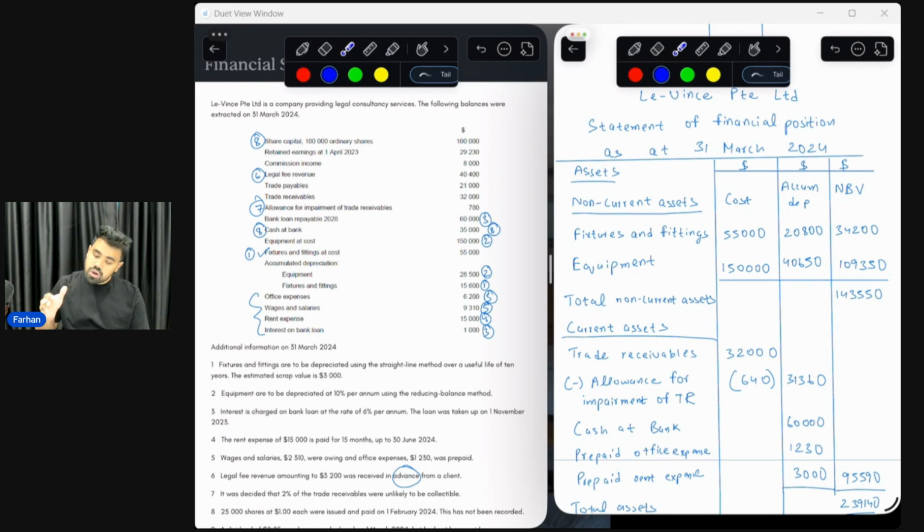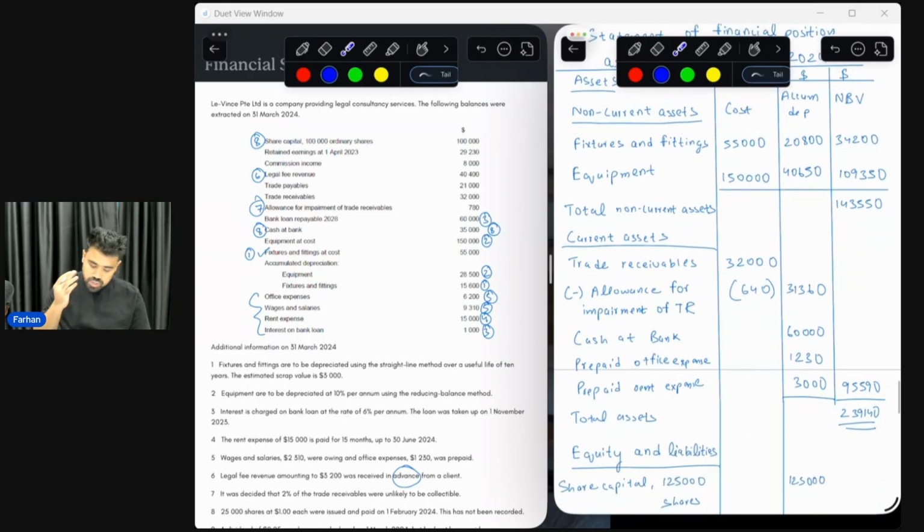So the total non-current assets net book value is the sum total for fixtures and fittings and equipment, which is $143,550. Then we show our current assets, and we have to be careful that we have included all of them. Starting with the trade receivables of $32,000, then we subtract the allowance for impairment of trade receivables at the end of the year, which is $640. That gave us $31,360 in the net trade receivables.